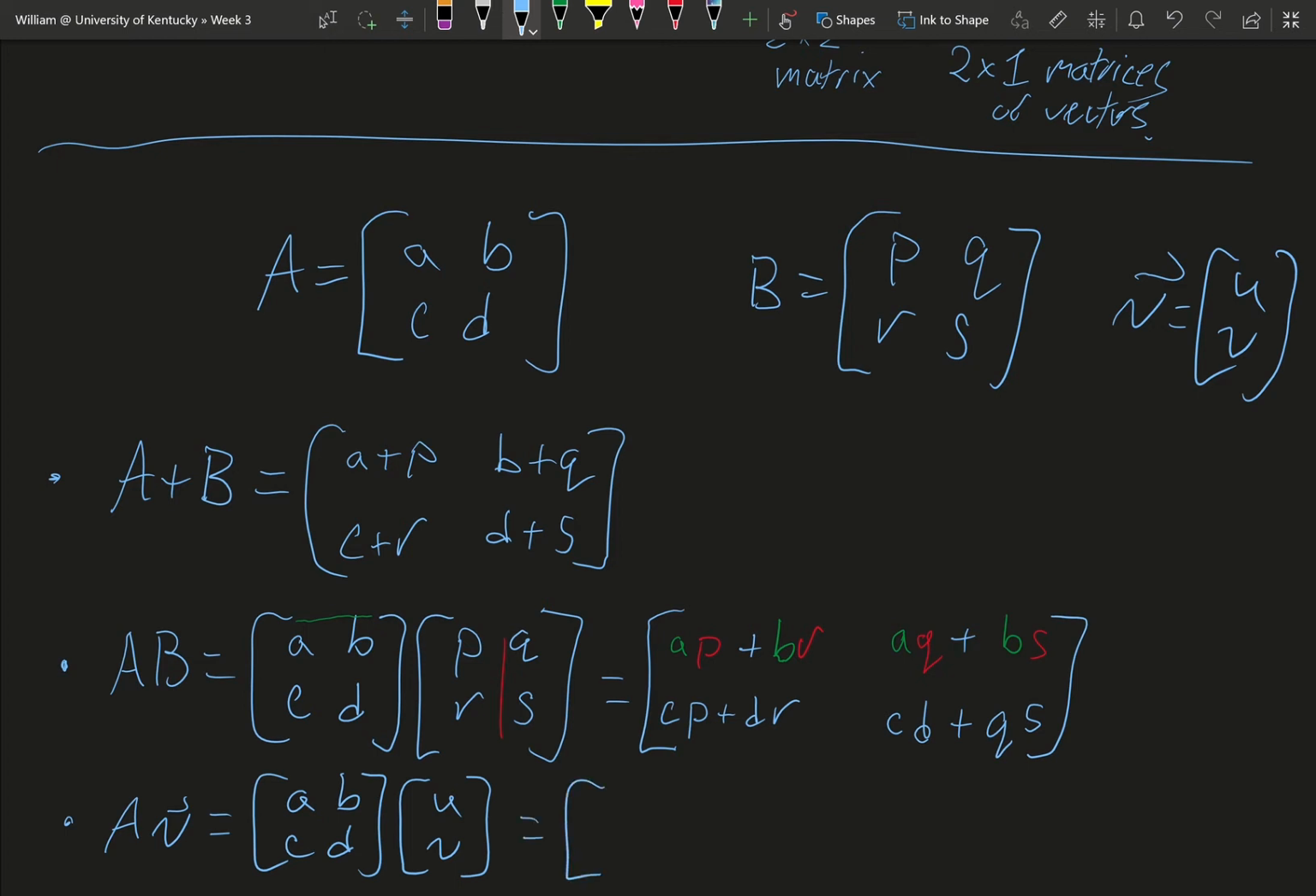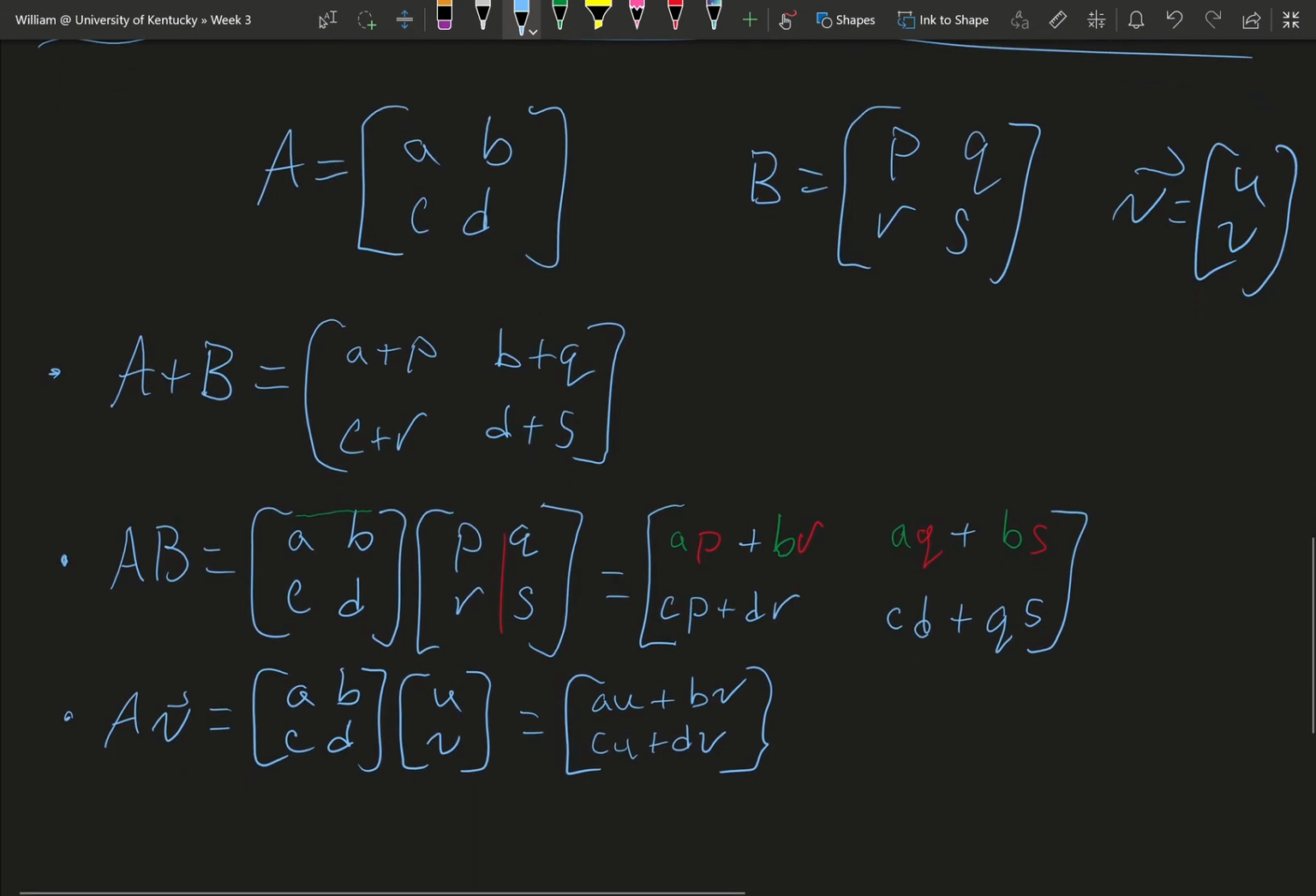So here it's a little bit simpler, but I take first row, first column. So I have A times U plus B times V. And then C, D times U, V, so CU plus DV. Okay.